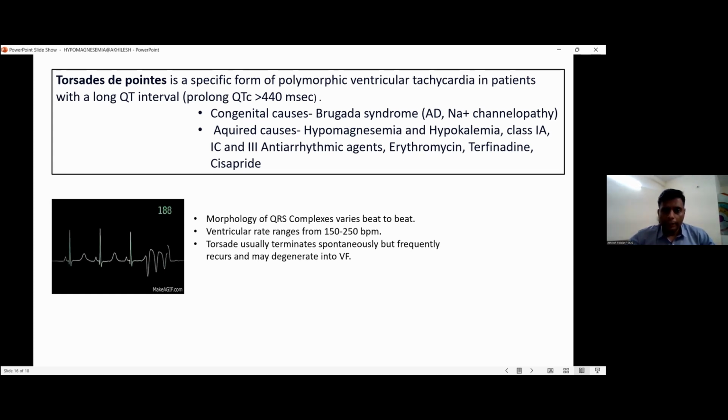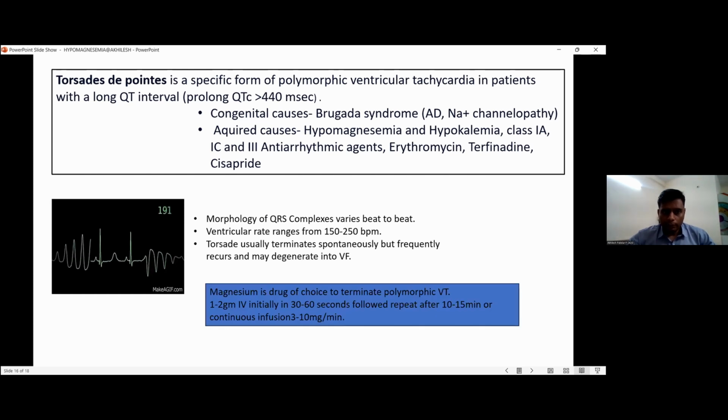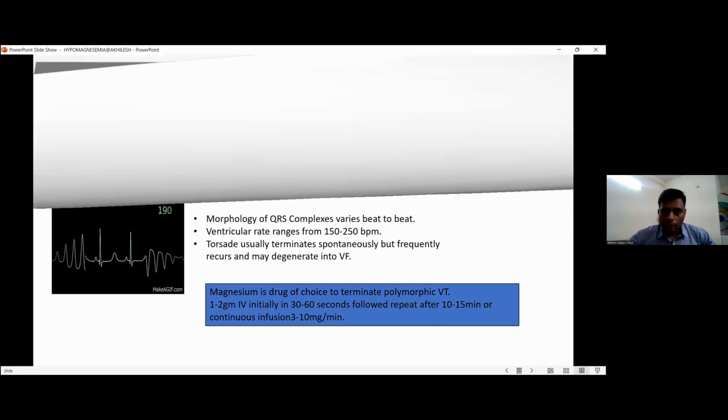So if there is Torsades de Pointes or prolonged QT interval, we treat it with magnesium sulfate because it is the drug of choice. 1 to 2 gram IV initially over 30 to 60 seconds, followed by a repeat after 10 to 15 minutes, or otherwise continuous infusion. We can start at 3 to 10 milligram per minute.